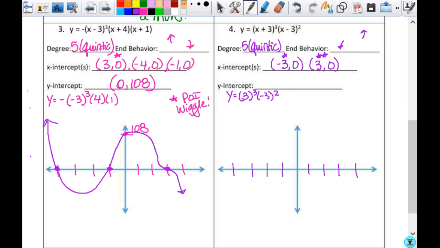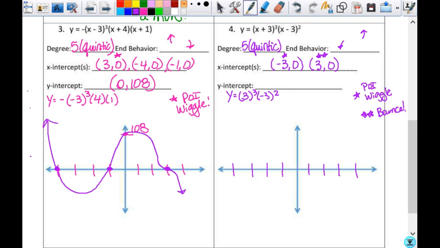Right, do you agree with everything I have so far? Yes. Okay. So we have on both factors an exponent greater than 1. At negative 3, 0, what happens? It's a POI, which means at the axis you wiggle, right? And then 3, 0, this one has an even exponent, which means that one is a bounce, a max or a min. Okay, does that make sense?